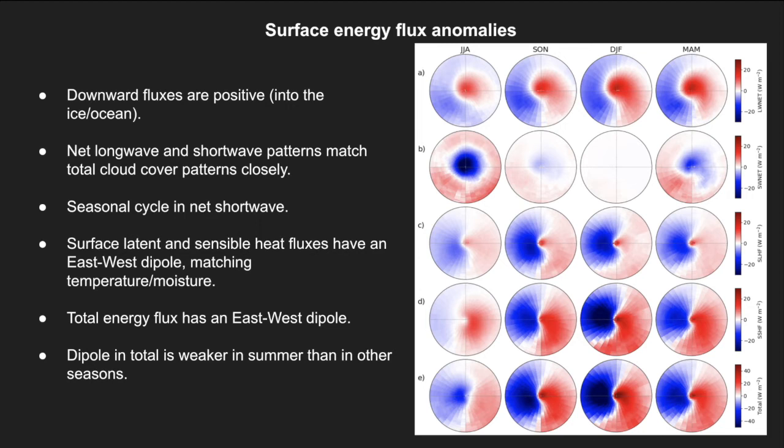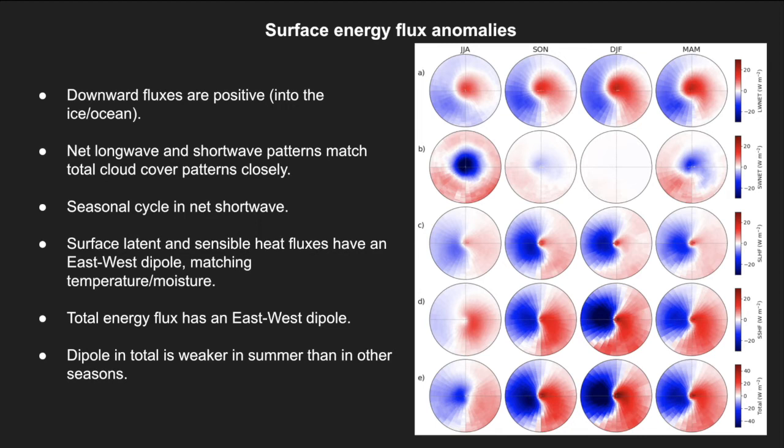Somewhat the mirror pattern, the opposite pattern, is seen in the net short wave, as clouds are now obviously blocking light from reaching the surface. But there's more of a seasonal cycle to the net short wave at the surface, as during winter it's polar night in the Arctic, so you aren't able to get any anomalies.